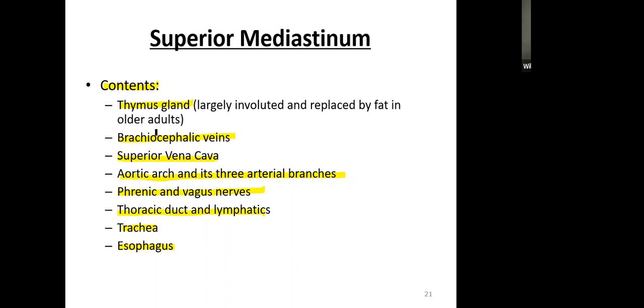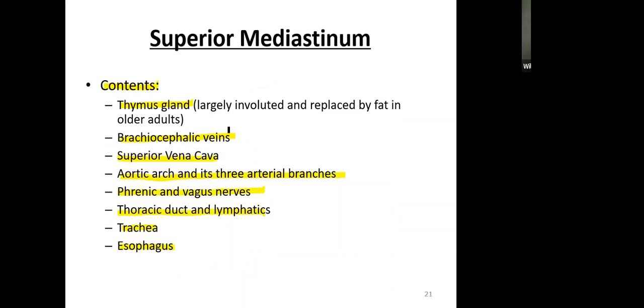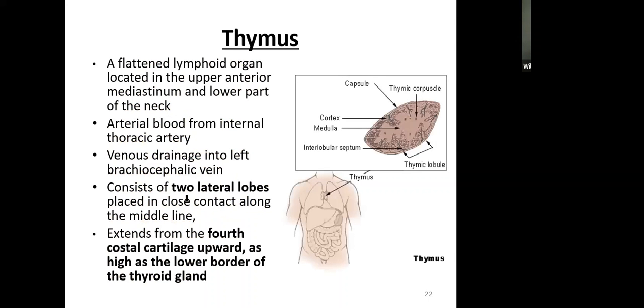As I say, there's a lot of stuff going on here, and it's all in close proximity. There's loads of clinical correlation, especially when you think about these structures: aorta, superior vena cava, brachiocephalic, phrenic and vagus nerve. So much stuff to talk about. So let's just look at the thymus.